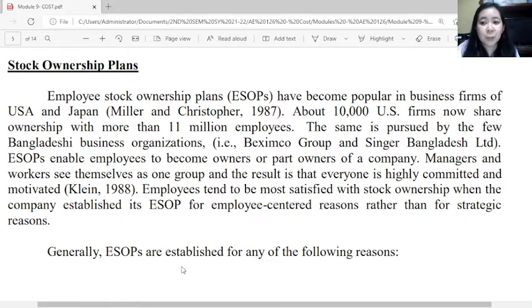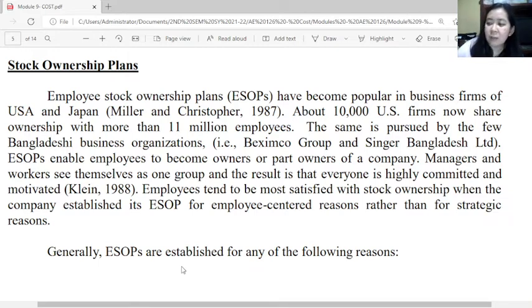The same is pursued by a few Bangladesh business organizations, and this enables the employees to become owners or part owners of the company. So the managers and workers see themselves as one group, and the result is that everyone is highly committed and motivated. So this is a great thing about stock ownership plans. Employees tend to be most satisfied with stock ownership when the company establishes these plans for employee-centered reasons rather than for strategic reasons.